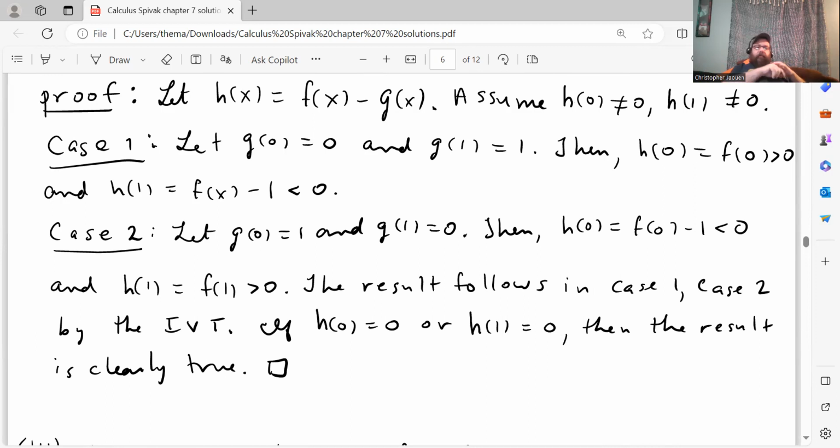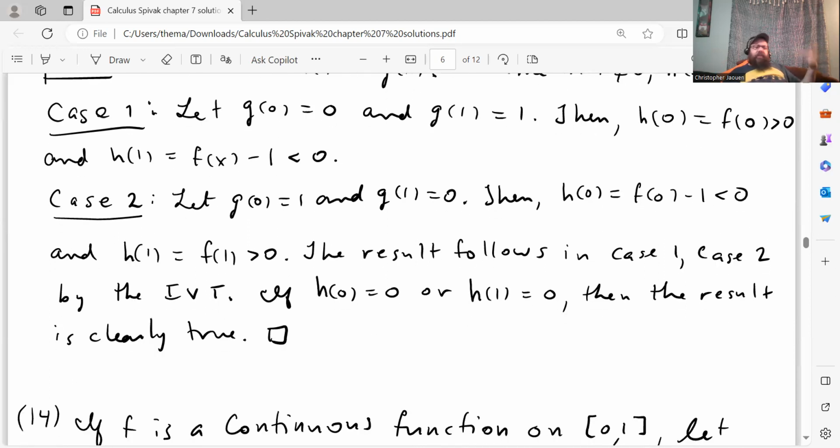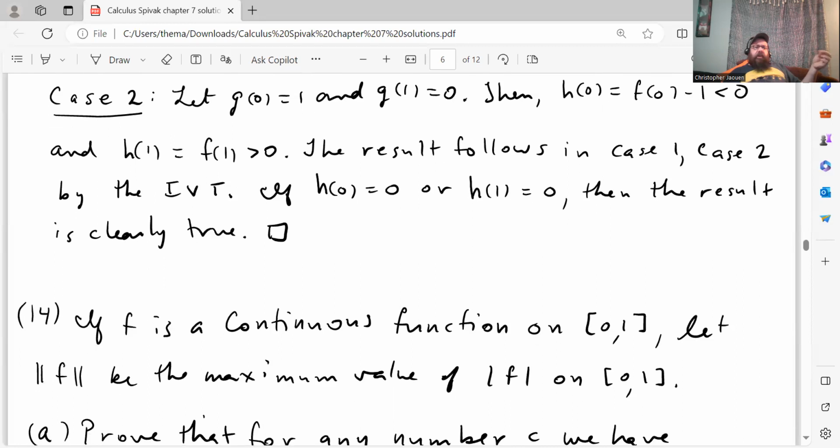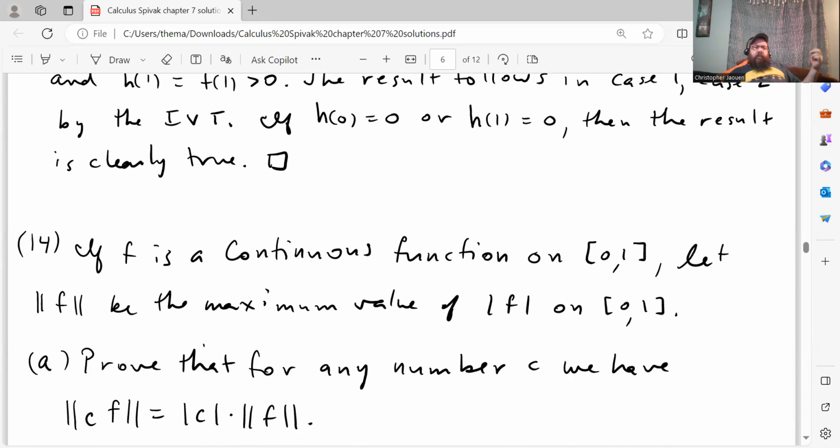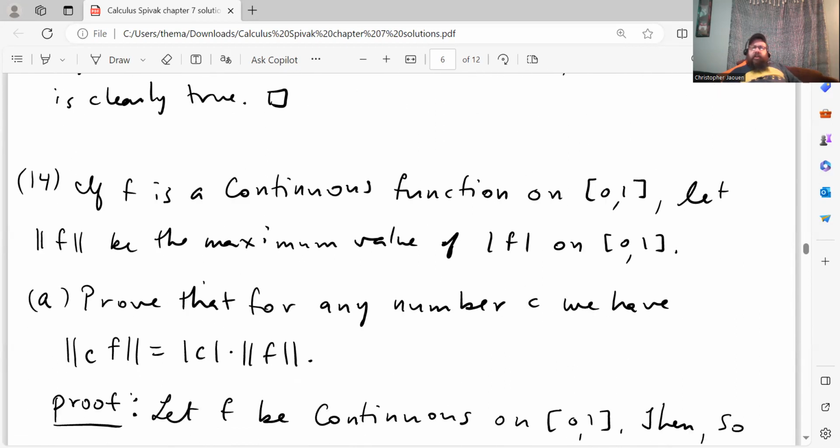That means that the two functions are equal somewhere in that interval. And then finally, if h of 0 is 0 or h of 1 is 0, then the result is clearly true. And that's it. So those three questions that we just did are very similar to each other. All right, question 14.